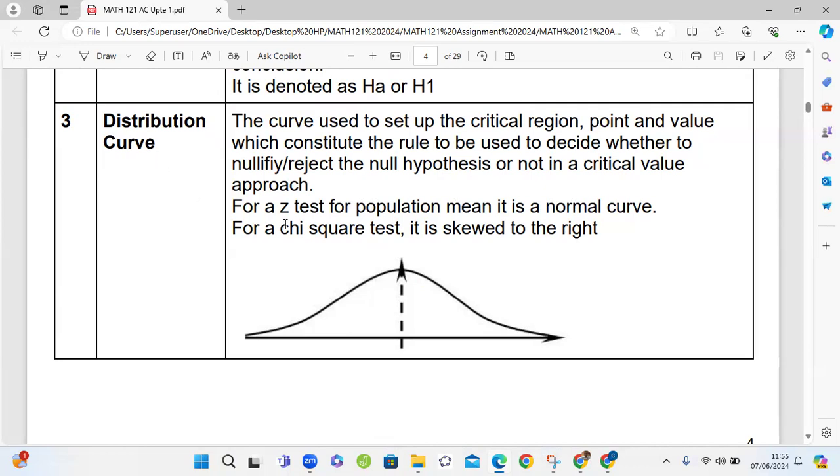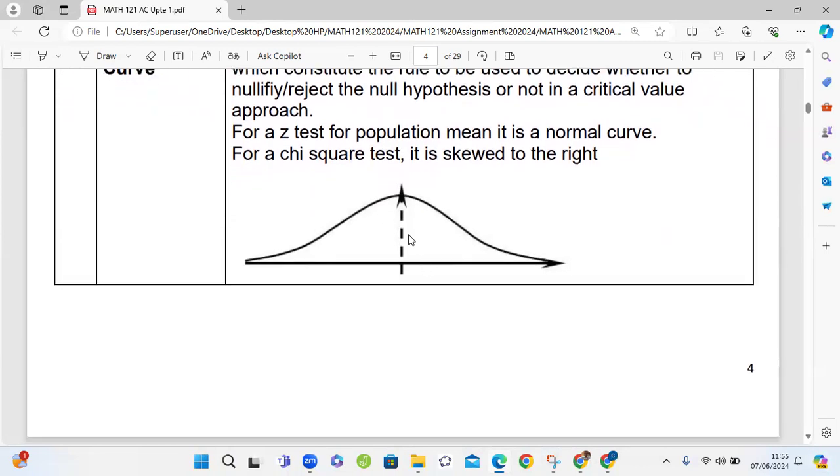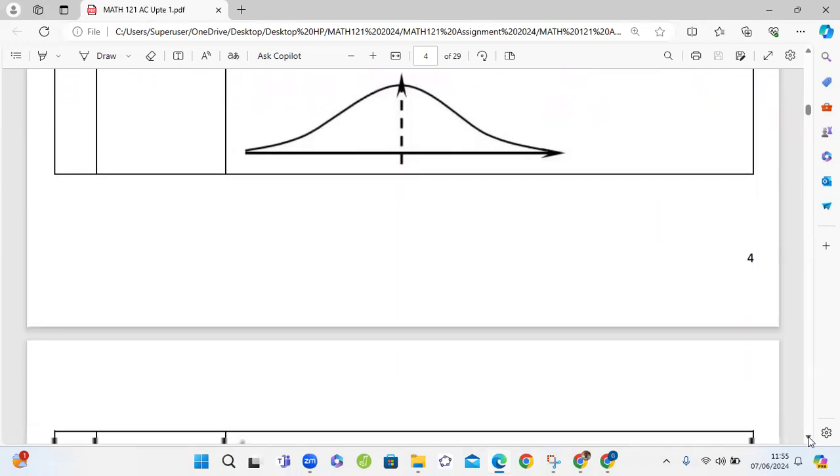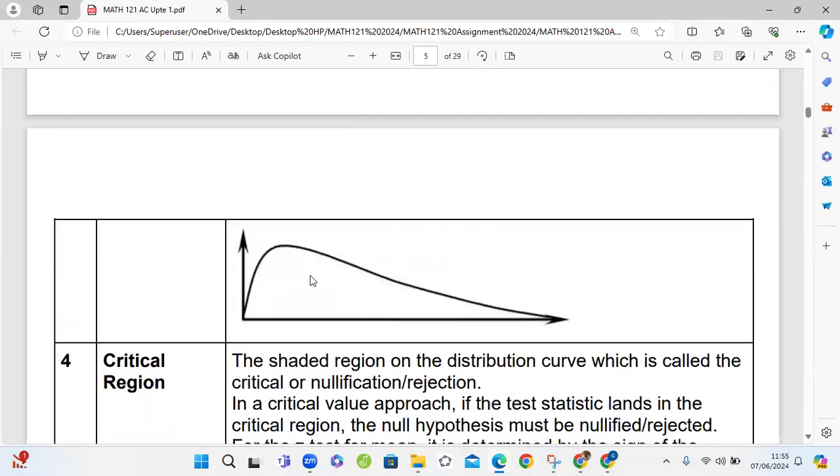So for a z-test for population mean, it is a normal curve, because we're going to be doing a type of hypothesis test called the z-test, and another one called the chi-square test. The chi-square distribution curve is always skewed to the right. So this sketch there is for the normal curve, for the z-test for mean, and for the chi-square curve, here it is, skewed to the right. That's the distribution curve.